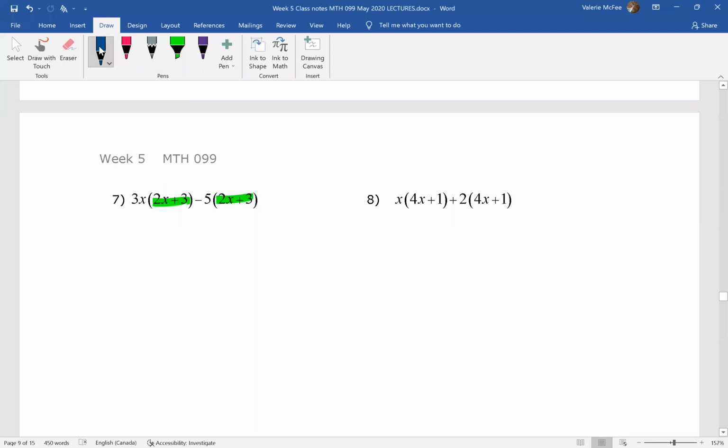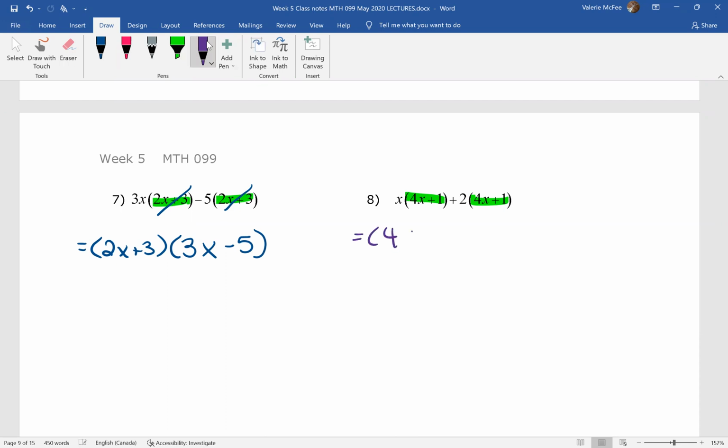The greatest common factor for question 7 is 2x plus 3. When I divide out the greatest common factor, we're left with 3x minus 5. There it is in factored form. We can do the same thing in question 8. 4x plus 1 is the greatest common factor. When we factor it out, we're left with x plus 2. And there that one is in factored form.